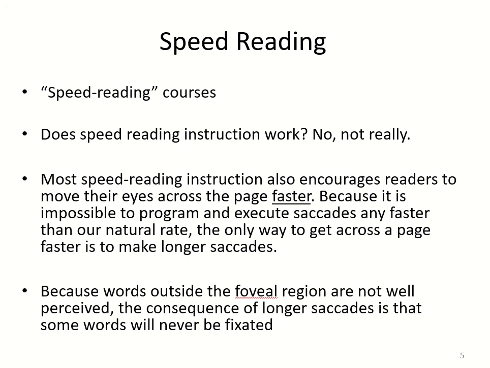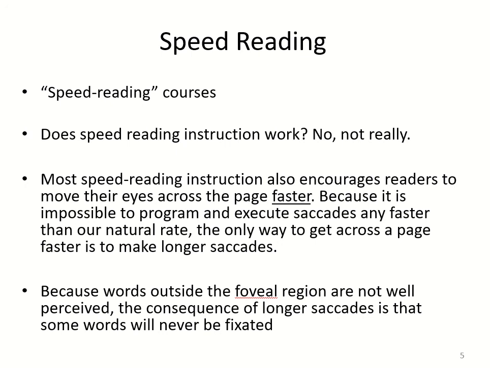So the problem is the following. When you take a speed reading course, most of the time people are encouraged to read by moving their eyes across the page faster, because this is really the only way to do it. It is impossible to program and execute saccades any faster than our natural rate. We do this about 2 to 3 times a second. So the only way to do it is to make larger jumps.